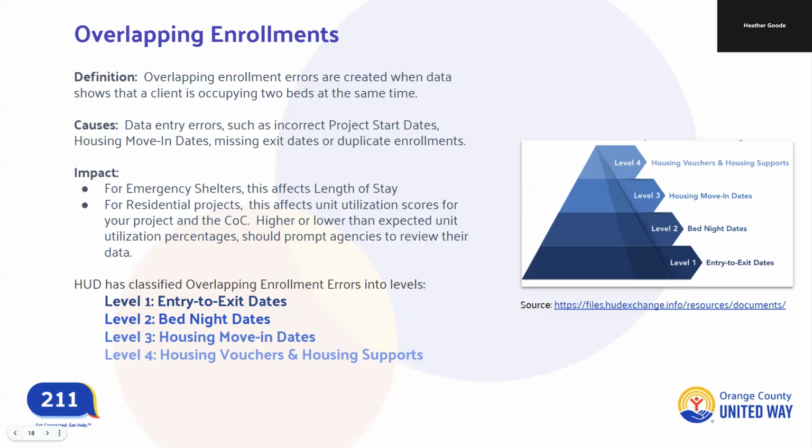So HUD has classified overlapping enrollment errors into a pyramid of levels. Level one, which is that bottom level, is entry to exit dates. Level two is bed night dates. Level three is housing move-in dates. And level four is housing vouchers and housing supports. We'll discuss each level in the next few slides.